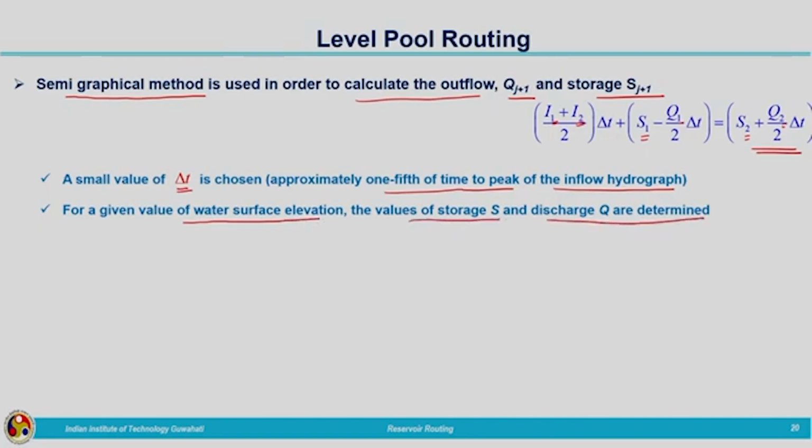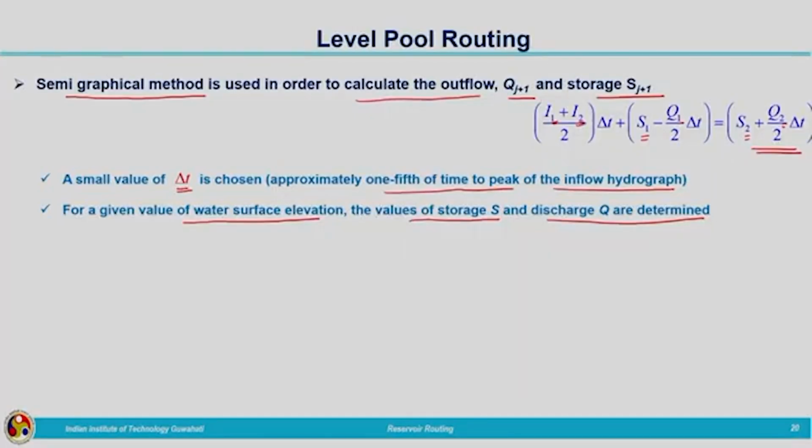For a given value of water surface elevation, the values of storage S and discharge Q are determined. We already have the relationship between the storage and Q, and their variation with respect to water surface elevation, from the previous records. So, from the known values of S versus H and Q versus H, we can find out the relationship between S versus Q. From that, the indicative storage versus H curve is prepared.